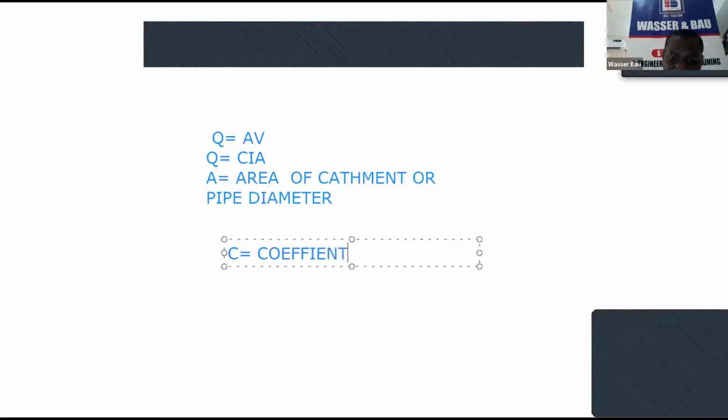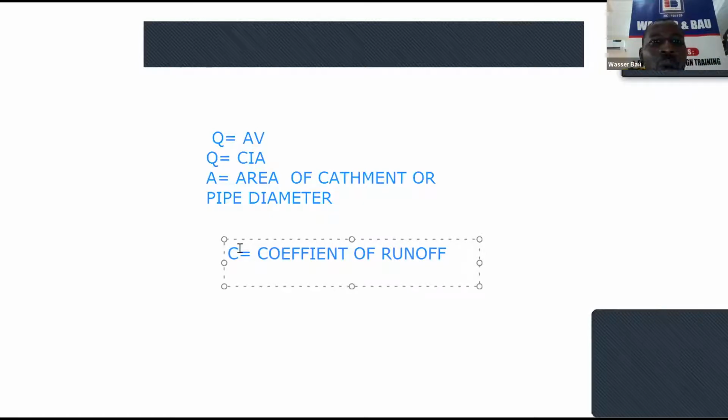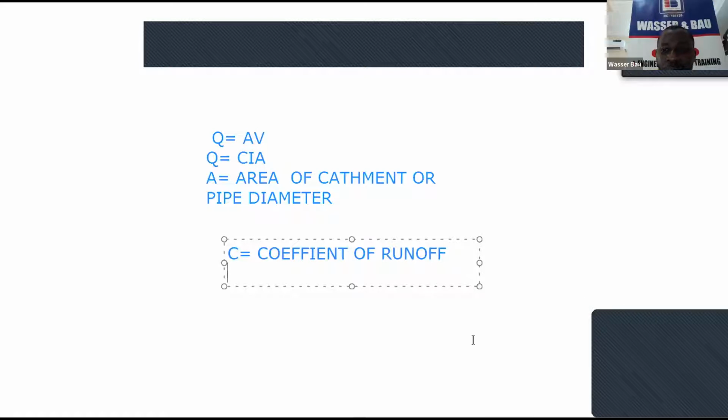Coefficient of runoff. Okay, that's what we're looking for. For us to get the coefficient of runoff, we need to check the runoff coefficient of the different components of the estate. We have roads, we have gardens, we have this. We need to come up with one single final value to say, this is our working value. With that working value, we'll now multiply it with our catchment area.